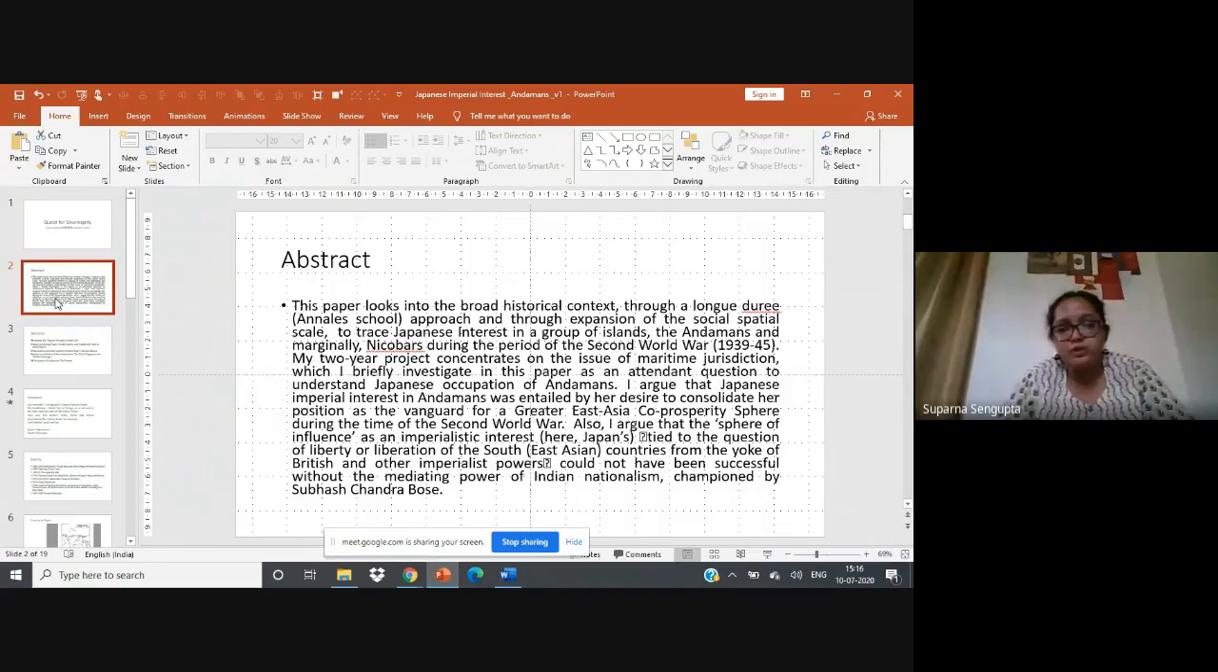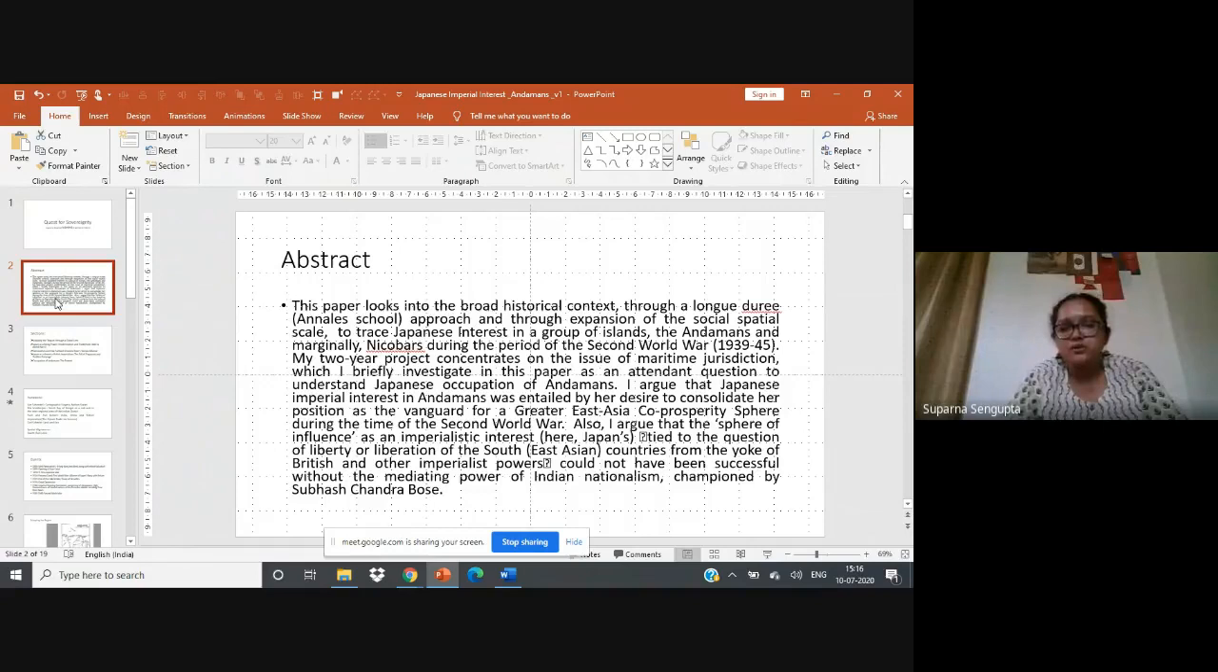My two-year project concentrates on the issue of maritime jurisdiction, which I briefly investigate in this paper as an attendant question to understand the Japanese occupation of the Andamans. I argue that Japanese imperial interest in the Andamans was entailed by her desire to consolidate her position as the vanguard for a Greater East Asia Co-Prosperity Sphere during the time of the Second World War.